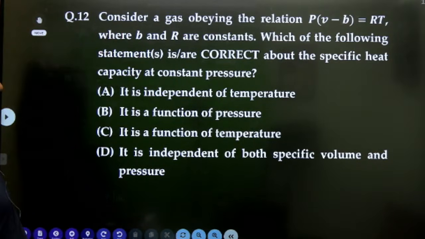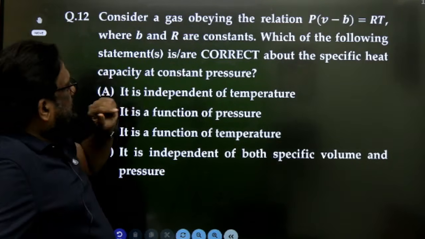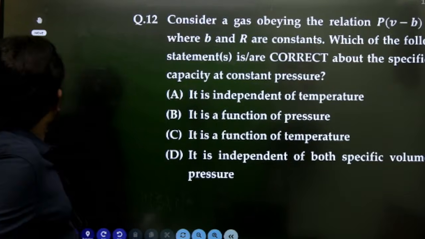Consider a gas obeying the relationship P into (V minus B) is equal to RT, where B and R are constant. Which of the following is correct?